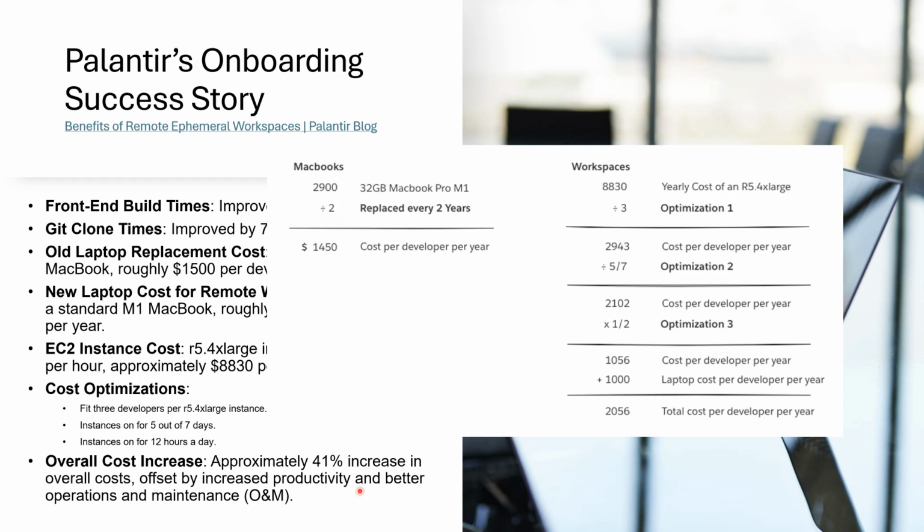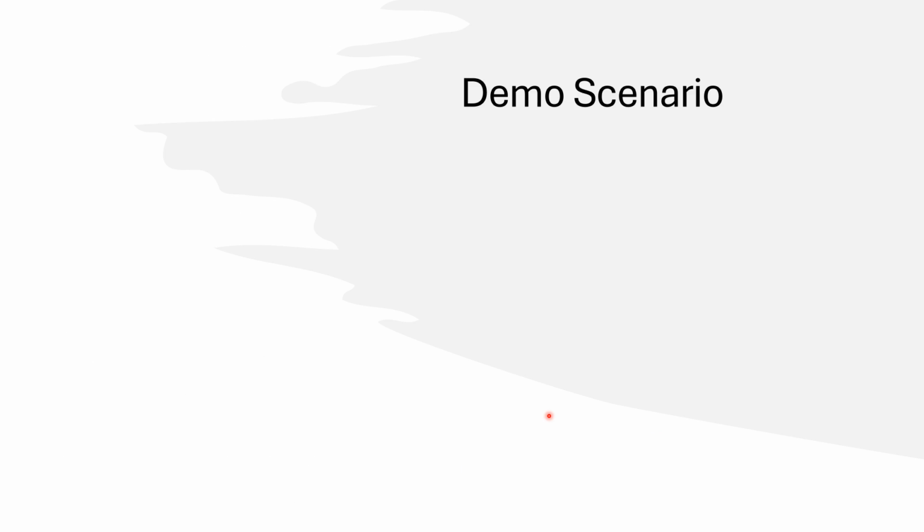They also provide in their blog post some of the calculations they had with the MacBook, with the 32 gigs costing them about $1,450 per year, and then the calculations they had with running Coder, of course, with workspaces that are running in EC2 instances in AWS. All right, let's take a look at our demo scenario.